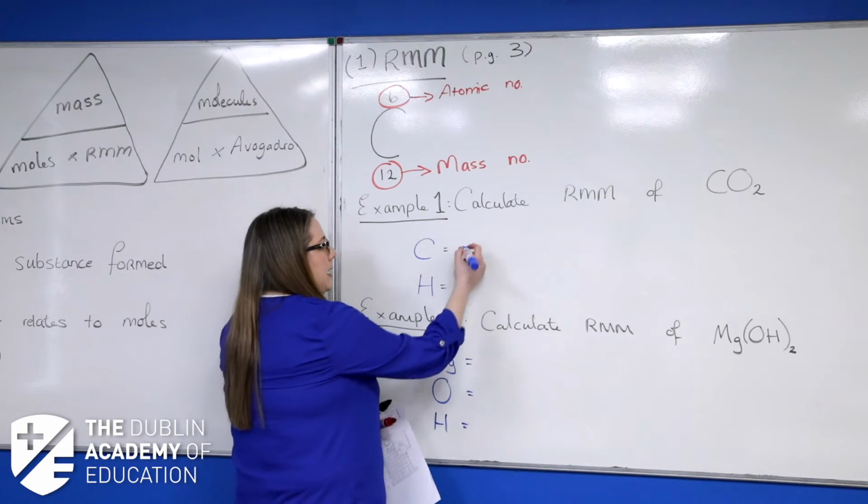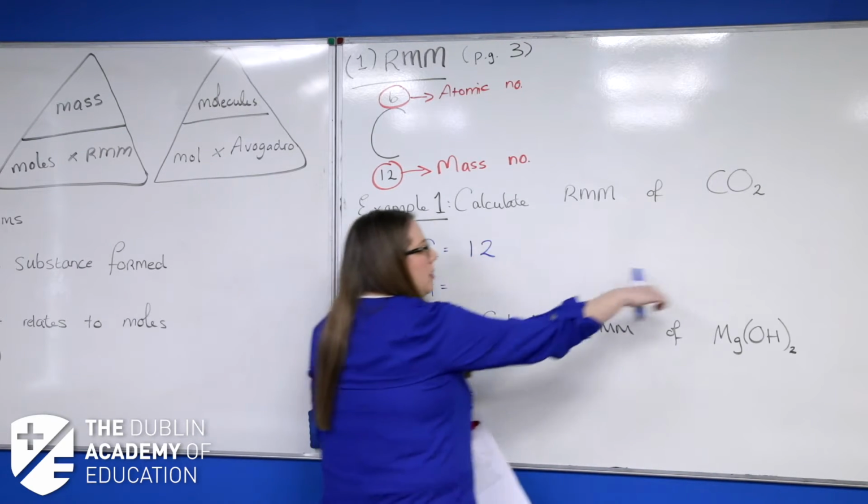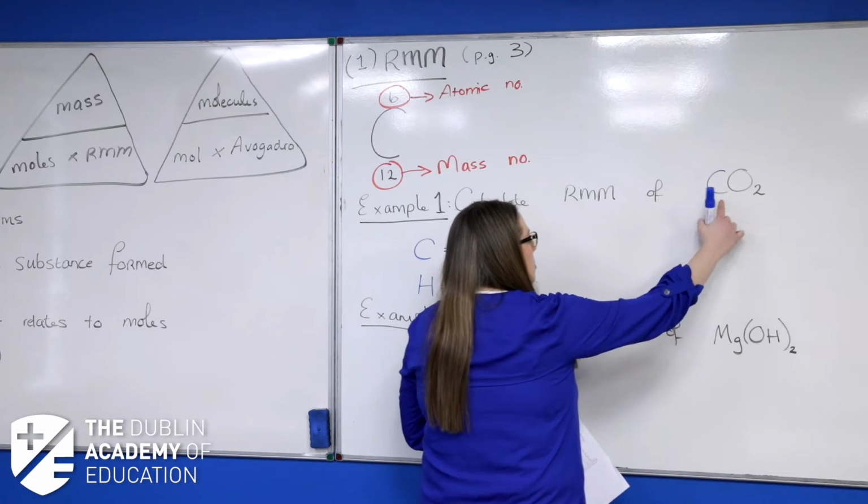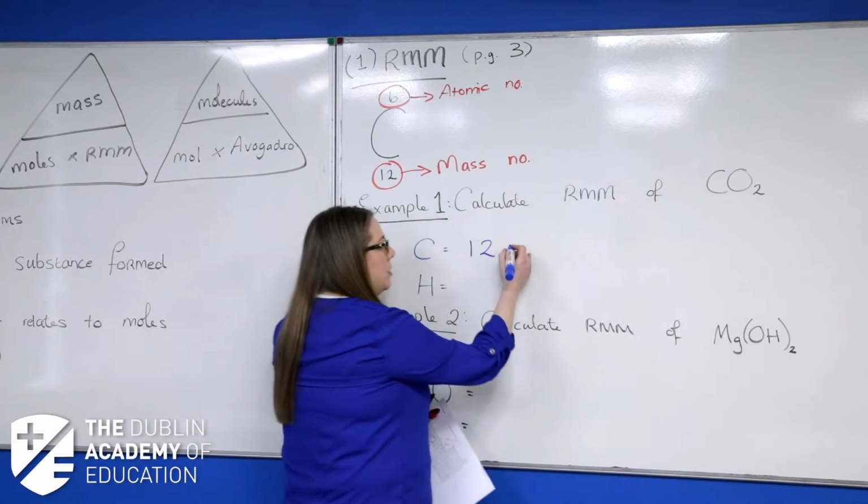Carbon in your periodic table has a mass of 12. We look at carbon dioxide, how many of them is there? There's only 1, because there's no number here. It's assumed that there's 1.